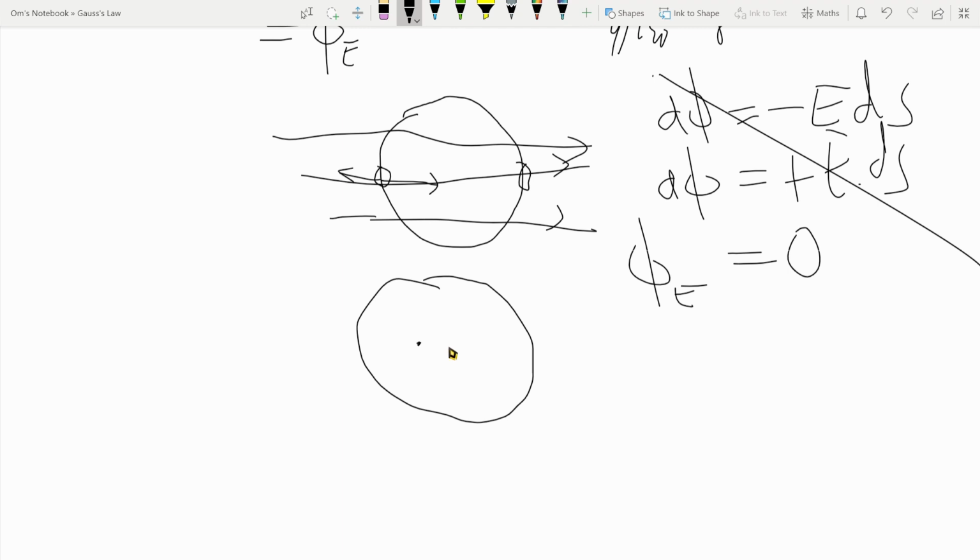Now a dipole is a pair of equal and oppositely charged charges kept at a very close distance from one another. Let this be, suppose, q, and let this be minus q. So Gauss's law tells you that the net electric flux is equal to q enclosed by epsilon naught, and that q enclosed is always the net charge within the surface. So the net charge over here would be q plus minus q, which is equal to 0. Therefore, in this case also, the electric flux is equal to 0.